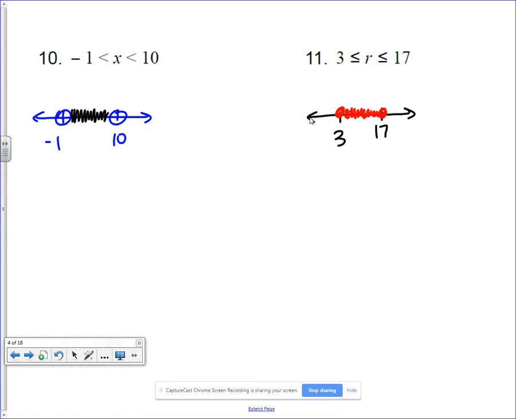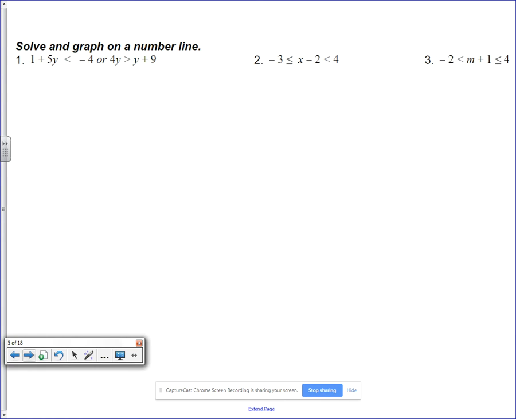Show me or tell me which problems have the variable in the middle like the ones we just ended with, because that's where I want to start. Perfect. Number 2. Does everybody see how the x is in the middle? Is the x alone in the middle? No, you need to get it alone. How am I going to get that x alone? Folks, you have to add 2 on all 3 pieces.